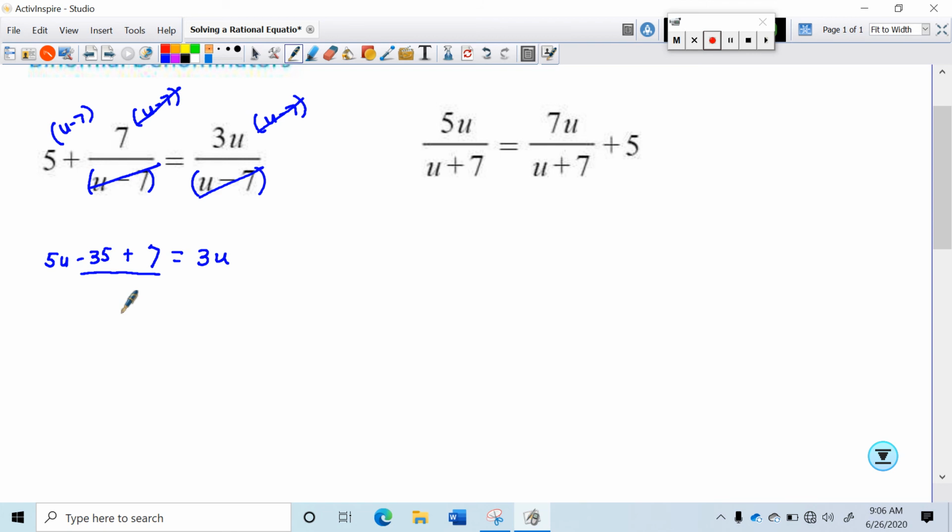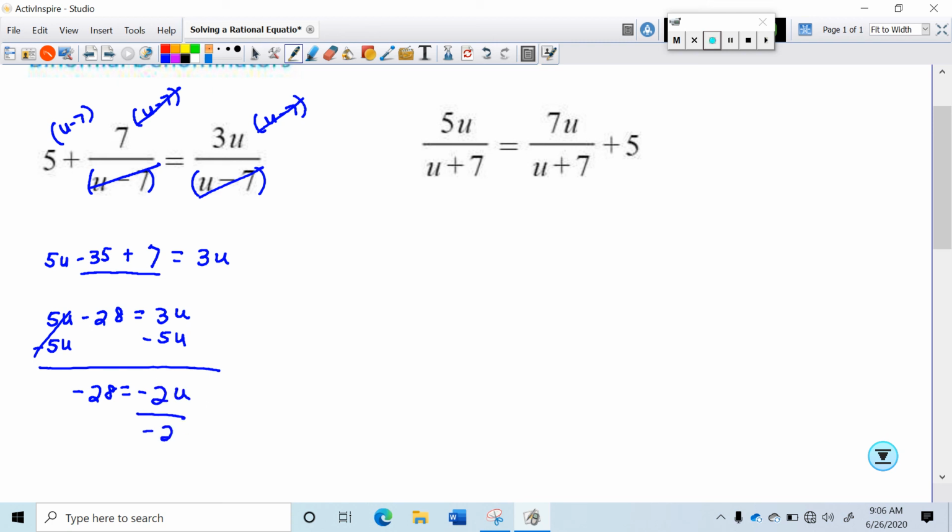So now I can figure that out. 5u, negative 35 plus 7 is a negative 28 equals 3u. I need to get the u's together, and I don't want to move the 3u because that leaves you with nothing, and you don't want to ever do that to yourself. So I'm going to move the 5u over. The opposite of positive 5u is negative 5u. So I've got negative 28 equals 3 take away 5 is negative 2u.